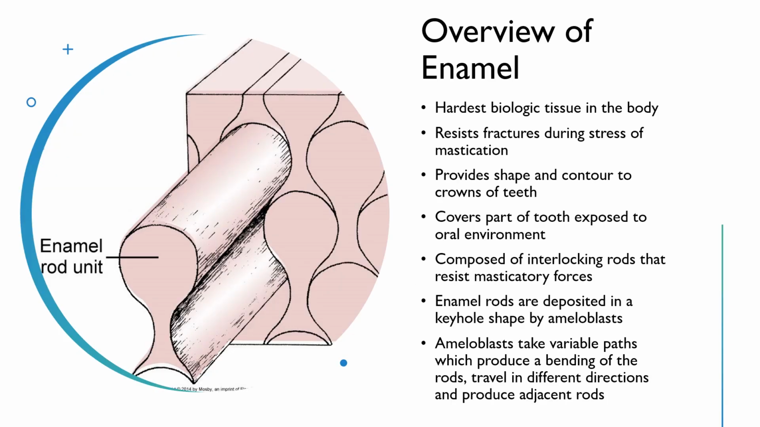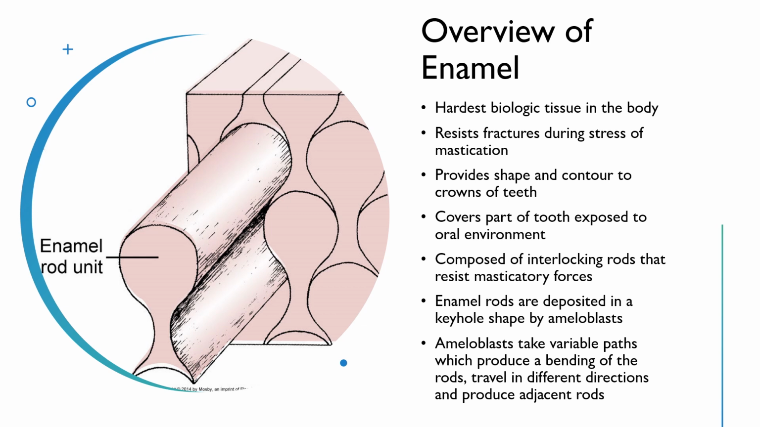Now, an overview of enamel, just to go over some of the basic functions of the structures of enamel. Remember that enamel is actually the hardest biological tissue in the body. So it is a very hard substance, meaning that when it forms normally and accurately, it will resist a lot of the fractures during the stress of mastication. So during our regular functions of our teeth, of chewing, biting, clenching, that is how enamel is formed. It is formed to withstand that pressure.